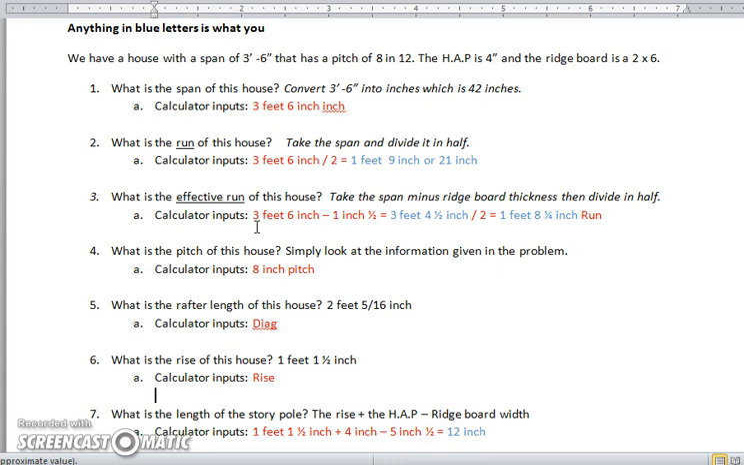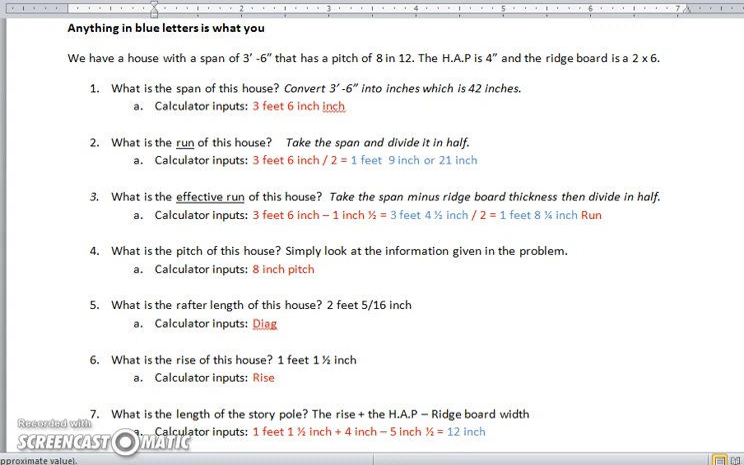The next part is very simple. It says, what is the pitch of this house? The pitch is given to you in the problem. So you would simply look at the information given in the problem and type in 8 inch, 8 and 12, or you could put 8 inch pitch, whatever. Your calculator input for your pitch would be 8 inch pitch.